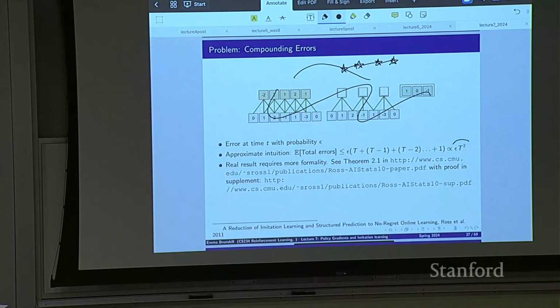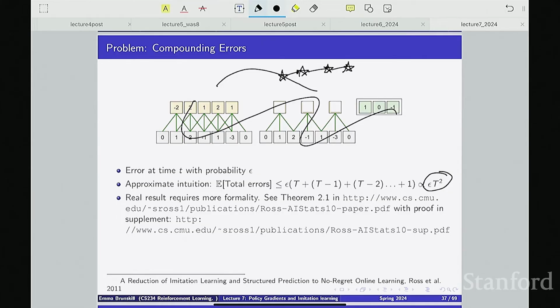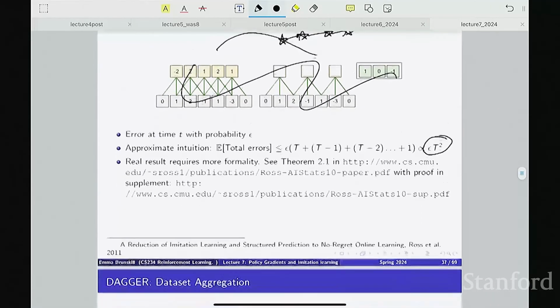And so in general, and I'm not going to step through all of the proof today, the error can actually compound, instead of linearly with the number of time steps, it can compound quadratically, which means that essentially your performance is much worse than supervised learning would predict. Supervised learning said, oh, I've got an epsilon optimal or epsilon accurate policy, great. And what this says is because all of those decisions are being made across an entire trajectory, you can actually end up with epsilon times t squared errors instead of epsilon times t.